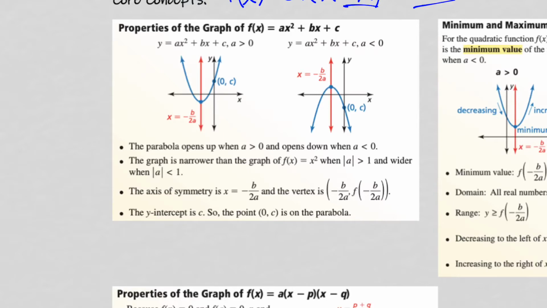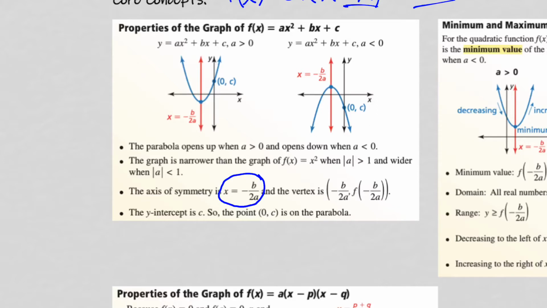But there is a little equation that helps you find that. Remember, the x value of the vertex is the x value of the axis of symmetry, and the axis of symmetry is x equals negative b over 2a. So as long as you have b and a, it's okay. If b is 0, then it's 0. That means your axis of symmetry is 0. But as long as you have b and a, you can find that axis of symmetry.